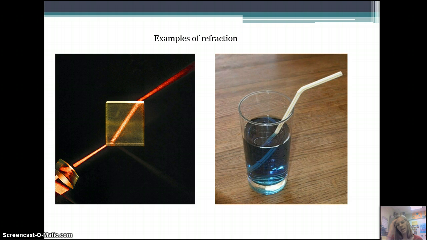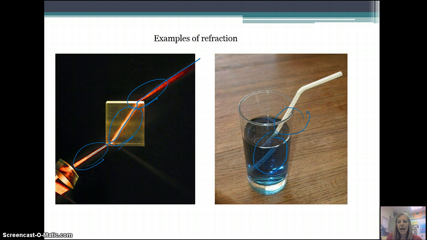Now here are two examples, and we'll look up some similar things in class. This is showing you how light bends. So it's shining through glass. Here it's traveling through air, but here it's traveling through glass, and then it's going back into air. So we have more than one transition here to different mediums, and therefore the light is bent.